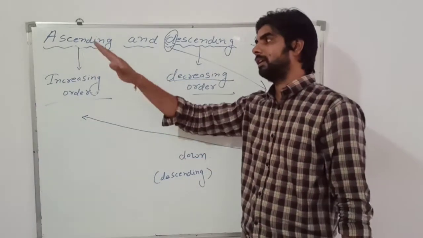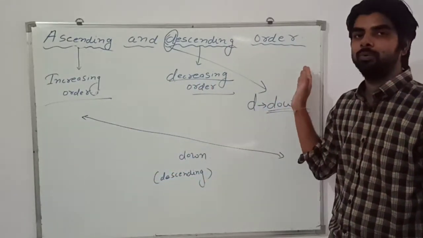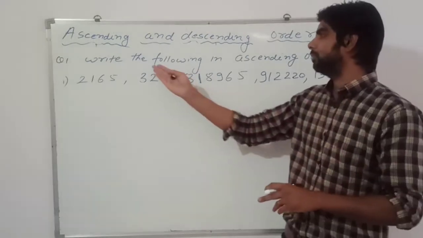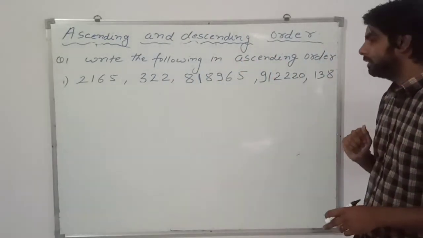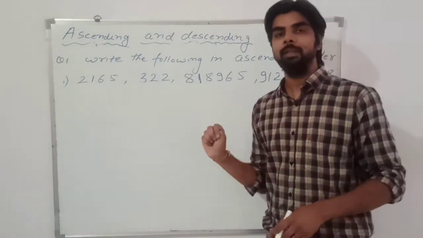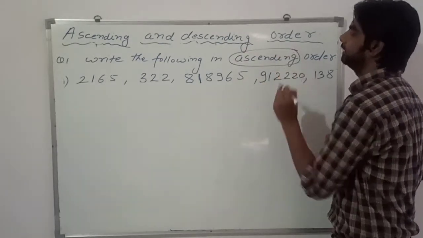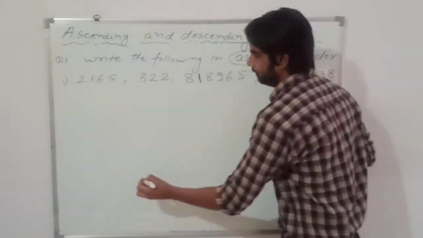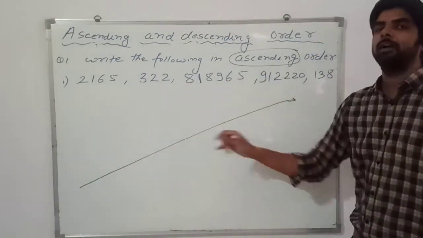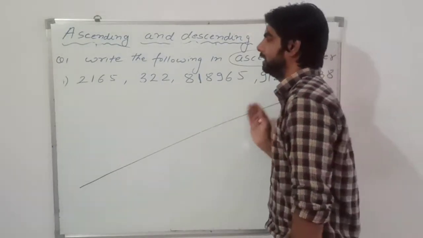And what is the meaning of ascending order? We will start from the smallest and go up to the largest. Let's take one example. We have to write the following numbers in ascending order. Ascending means increasing order, so the smallest number will come first. So first we have to find out the smallest number among these numbers.